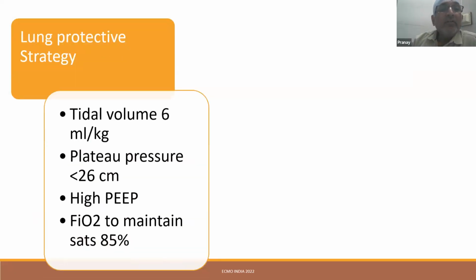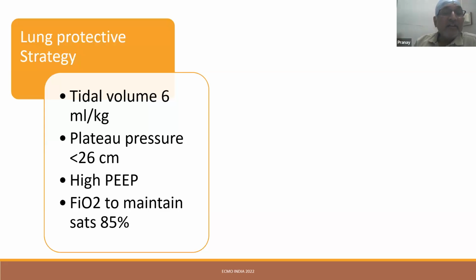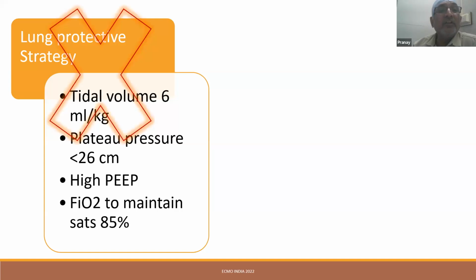So when we started the ARDS Network, it was a long product strategy. We came out with the target of 6 ml per kg, plateau pressure less than 30, high PEEP, FiO2 to maintain saturation of 85, and we thought that was the best lung ventilation strategy. But after some time we found that this is still not the best ventilator strategy.